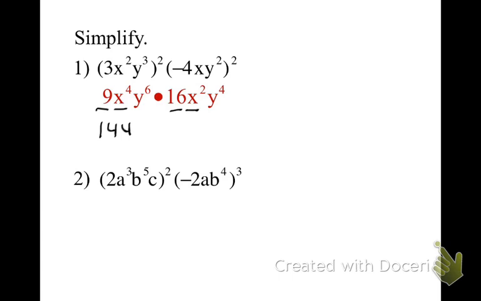X to the 4th times x to the 2nd is x to the 6th. Remember, we're adding now because there's no more parentheses. Y to the 6th and y to the 4th is y to the 10th. Okay, pause the recording and try the next one. Check your work.